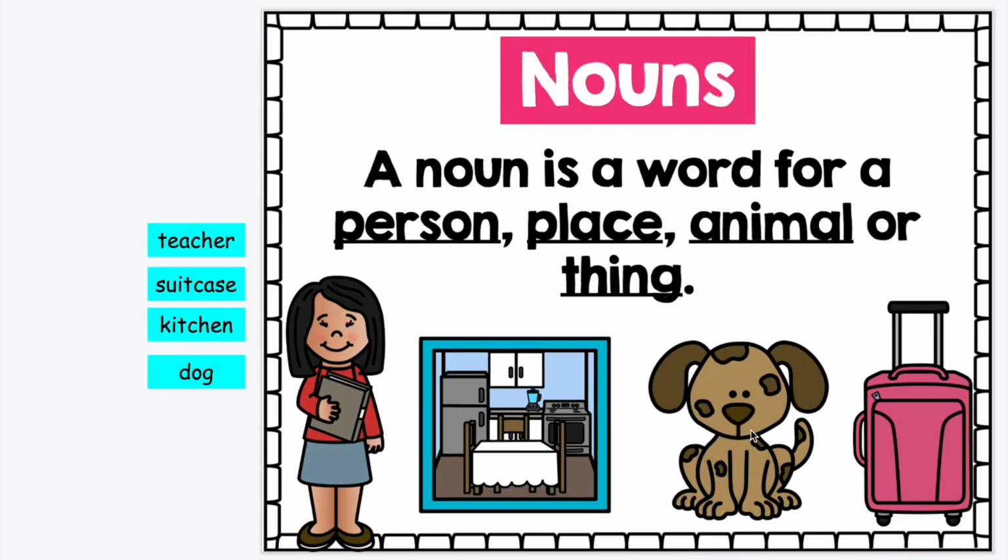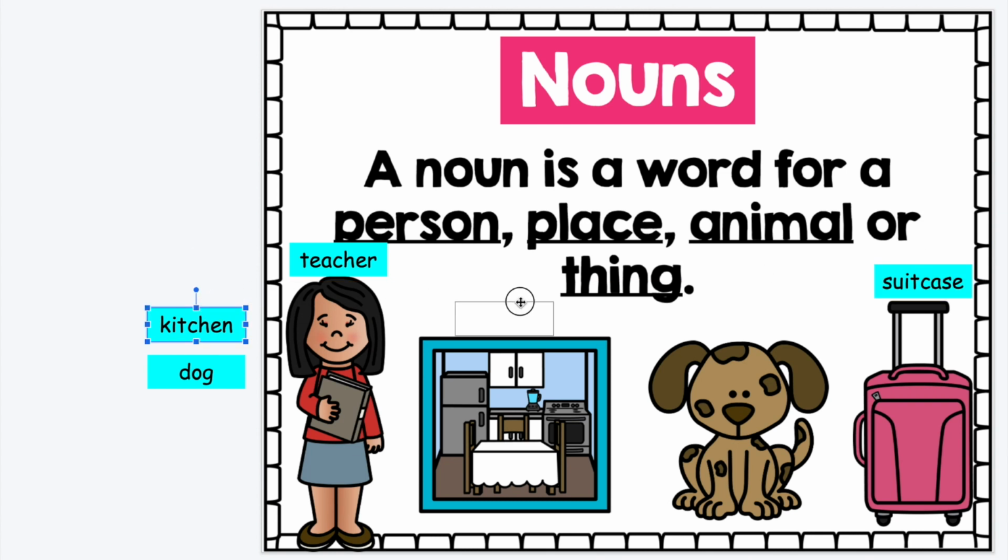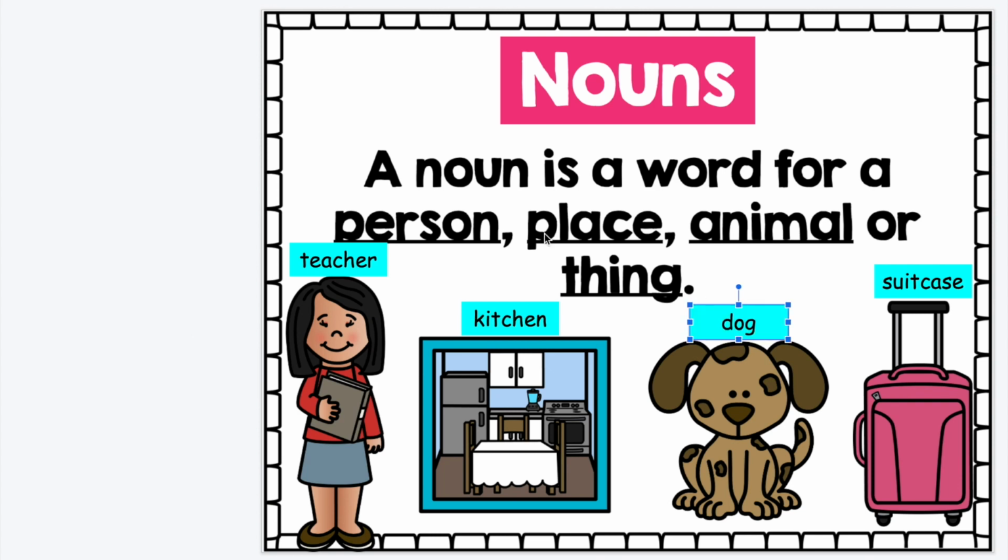So a noun is a word for a person, place, animal, or thing. So here are some examples of nouns. Teacher is a noun, it's a person. A suitcase is a noun, that's a thing. A kitchen is a place, which is a noun. And a dog is also a thing, so that is a noun.